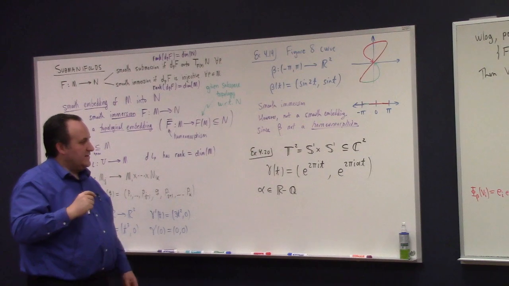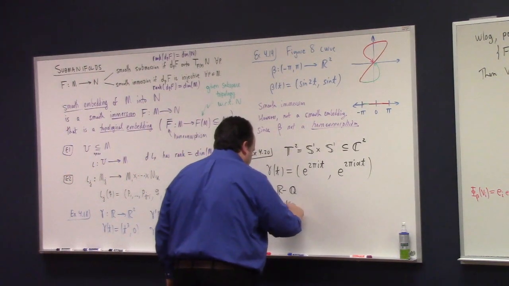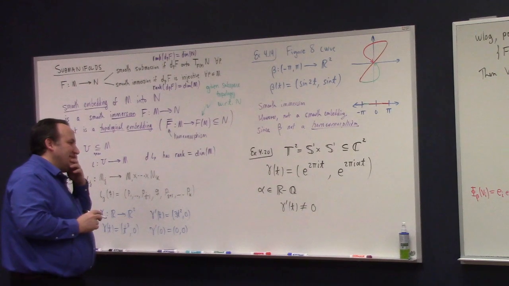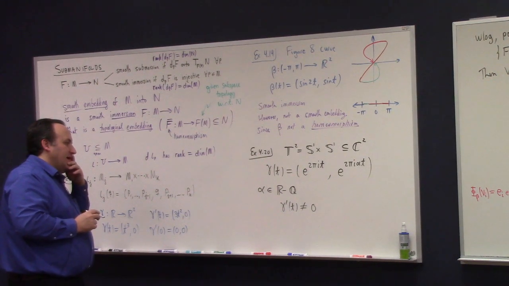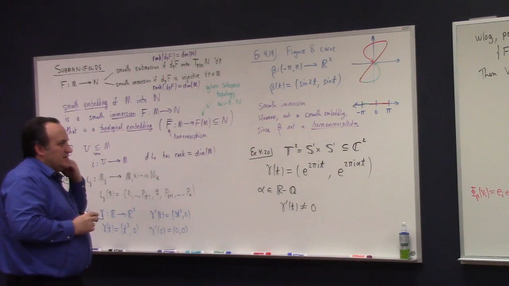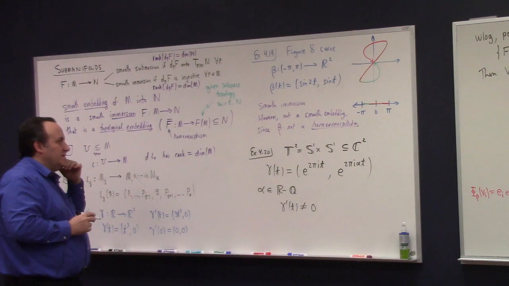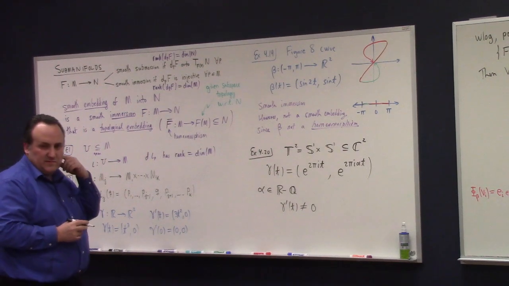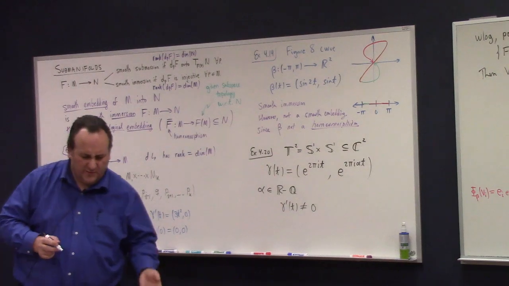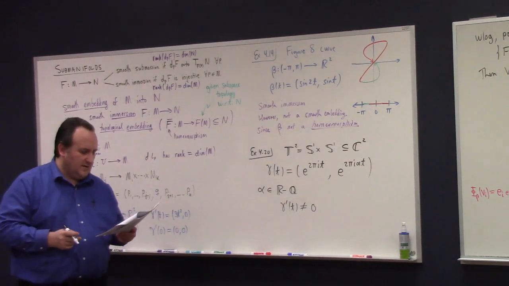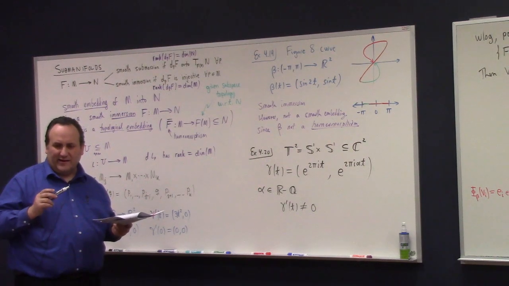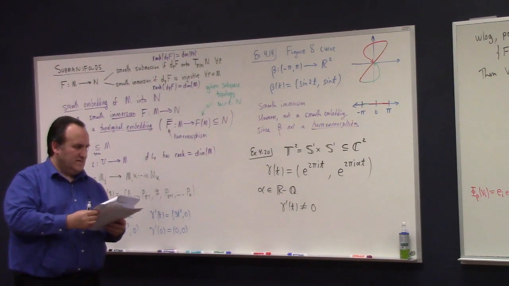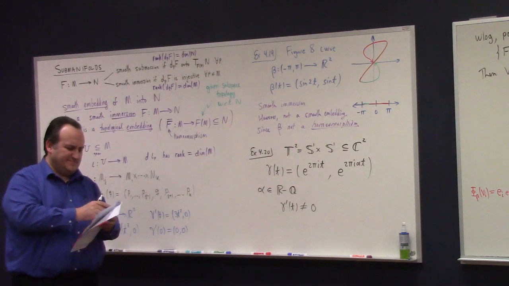And you can check that gamma prime of t is never equal to 0. So it's a smooth immersion, I believe, of the real line onto the torus. So it's kind of weird, right? It means you can basically take the real line and essentially cover the whole torus with it. To me it's weird.